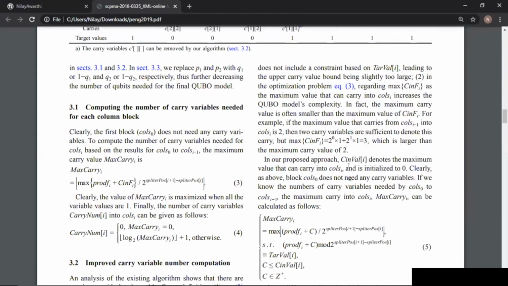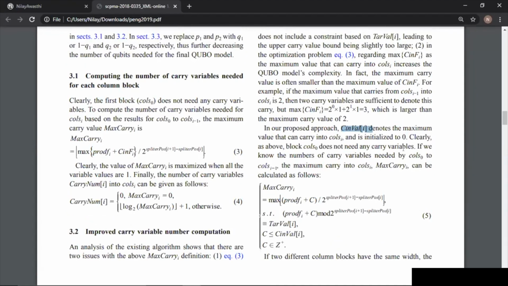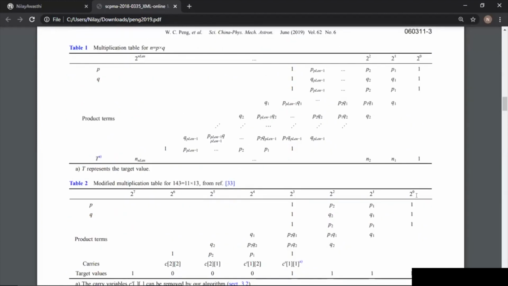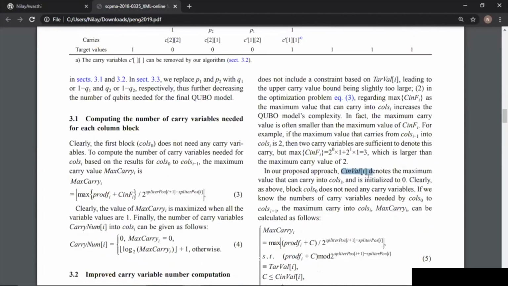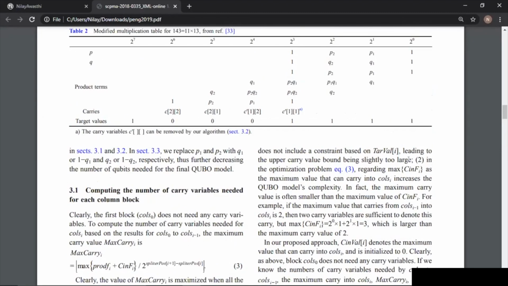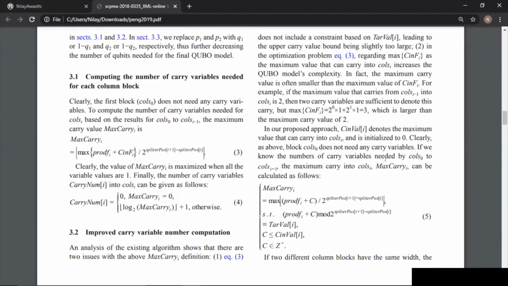Then secondly, the proposed method said that the C in value denotes the maximum value that can carry into the columns, and it's initialized as 0. Then it said that it blocks column 0, which basically means this particular 2 to the power 0 column didn't need any carry variable because we already knew it was going to be 1 always. So we took it as a pre-assumption. So we decreased the extra qubit which we needed over there.